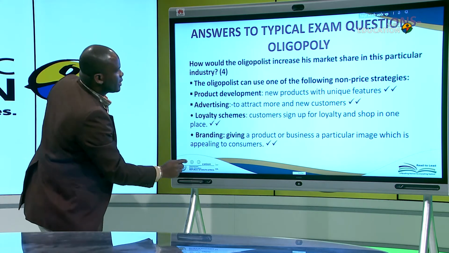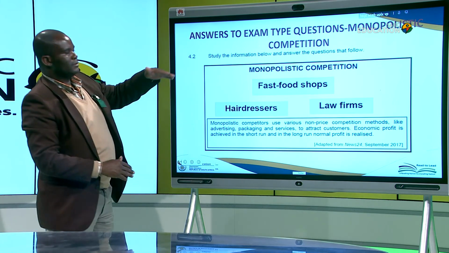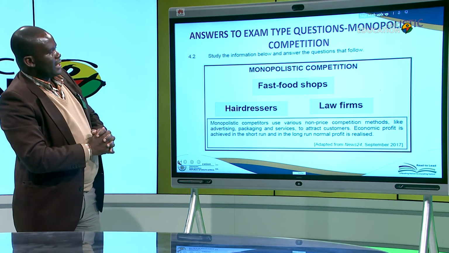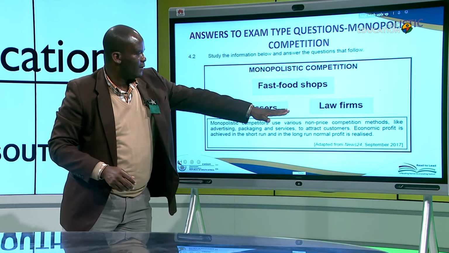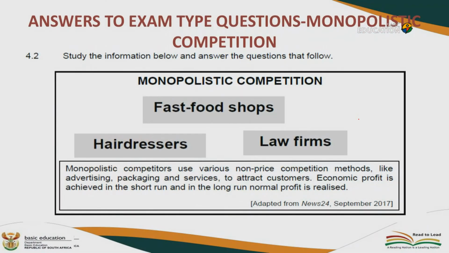Now, I'm going to look at one question that is based on a monopolistic firm. Then we conclude our lesson. It says, study the information below and answer the questions that follow. We are given fast food shops, law firms, hairdressers. It says, monopolistic competitors use various non-price competition methods like advertising, packaging, and services to attract customers. Economic profit is achieved in the short run, and in the long run, normal profit is realized. So we are going to be given questions based on this.